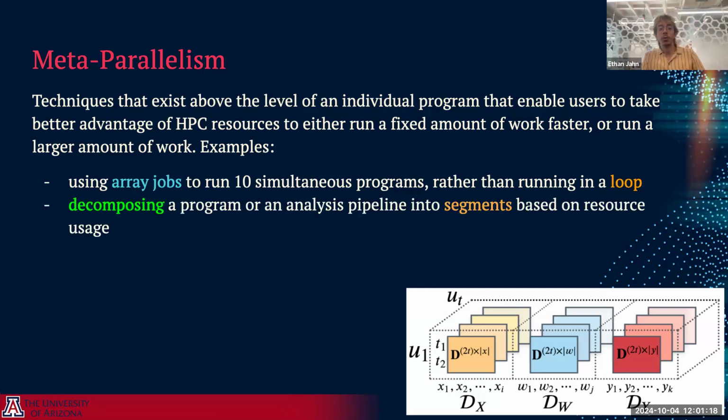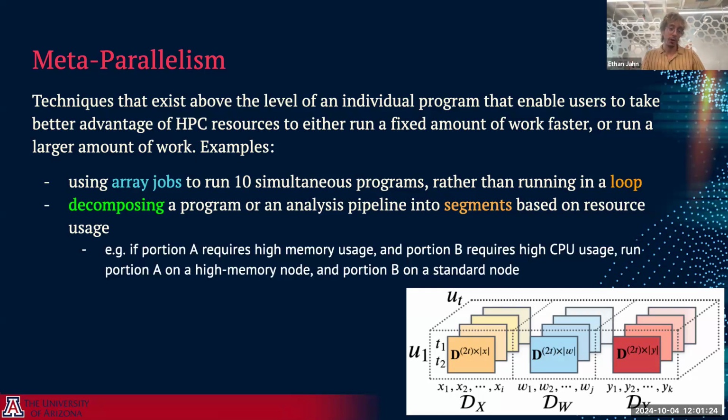You could decompose a program or an analysis pipeline into segments based on resource usage. So for example, if I have two portions, A and B, of a program, and portion A requires very high memory usage, while portion B requires very high CPU usage, it might make sense for me to break that program into two separate jobs, run portion A on a high memory node, and then run portion B on a standard node. So this is a way of optimizing your workload to the different types of nodes that are available on the HPC. Practical examples provided next week.